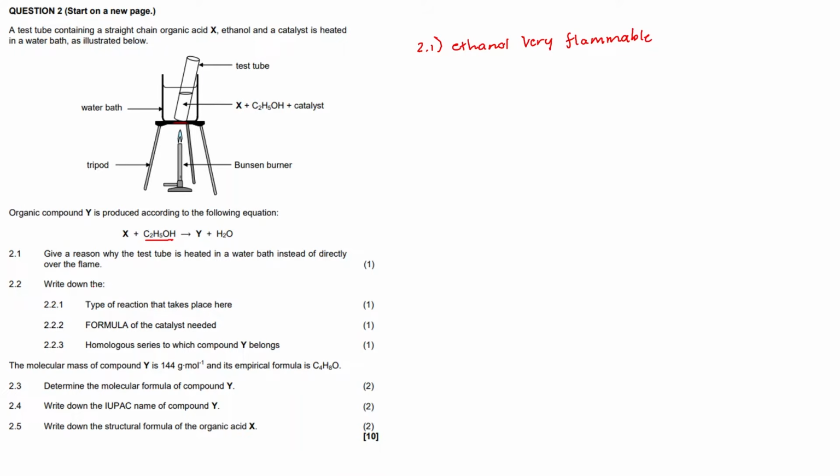Question 2.2. Write down the 2.2.1 type of reaction that takes place here. So as we can see, we have an alcohol plus a substance, and it forms something in water. So this reaction, since it forms water and it has an alcohol present, will then be esterification. Question 2.2.2. Write down the formula of the catalyst needed. So, when we are doing esterification, there's a specific catalyst that is needed, and this catalyst is H2SO4.